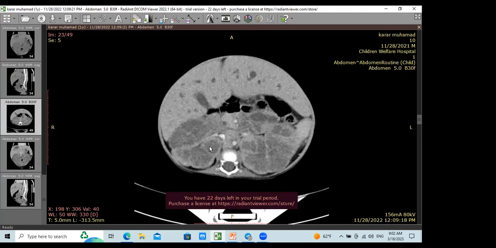There is an association between Caroli disease and cystic liver disease, and with the age of the patient, a small age, autosomal recessive polycystic disease. We also need a delayed phase to see the excretory phase and the function of the kidney. Do the kidneys have cysts or not? This is the corticomedullary phase, so we cannot distinguish whether there is enhancement of the medulla or not.